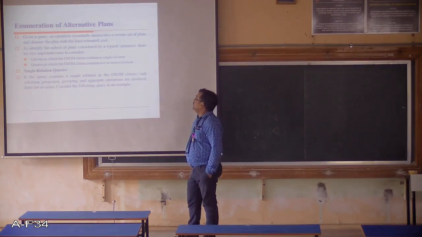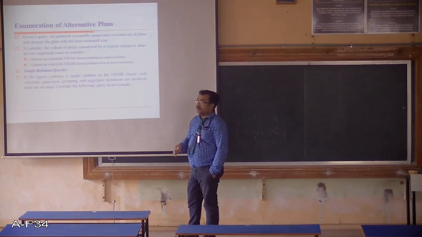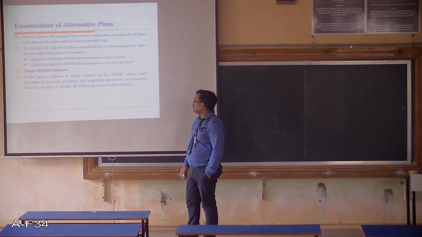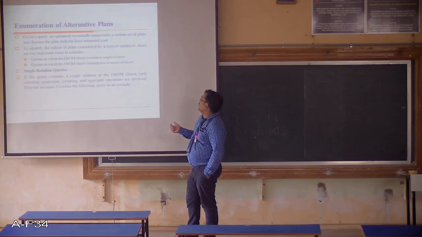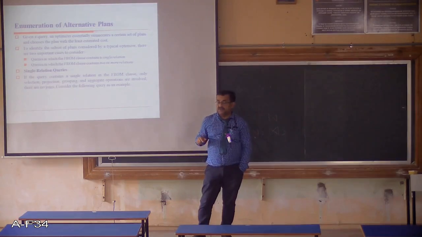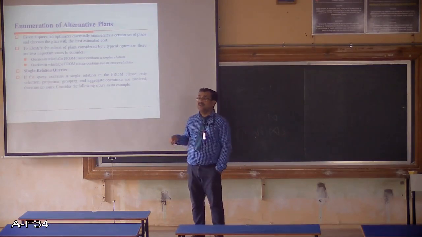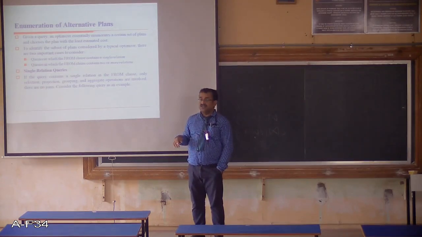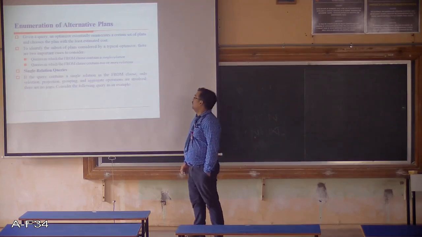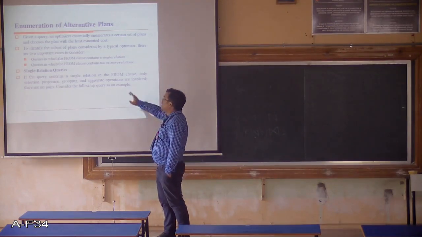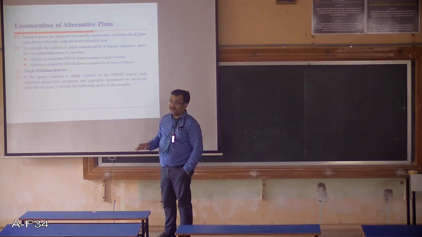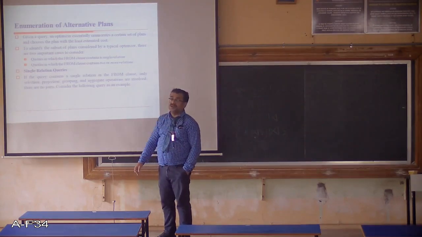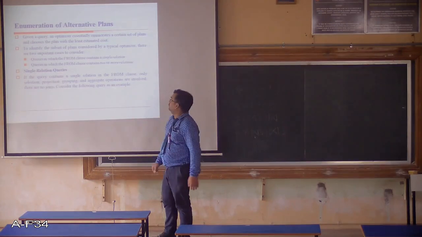To identify the subset of the plans considered by the typical optimizer, there are two important cases to consider. What are those important cases? One is where in the from clause you have only one relation mentioned. In that case you don't have a join operation to perform, right? You have only selection and projection, and obviously group by, having clause and the aggregate operations to be performed there. On the other hand, if you have two or more relations in the from clause, then apart from those selection, projection and the aggregate operations, group by, having, you have to do the joining of those relations based on the join condition.